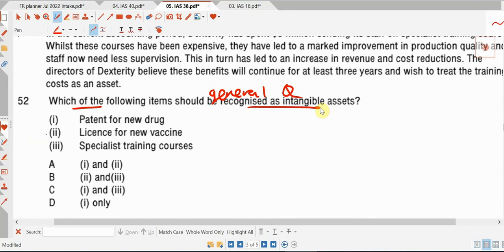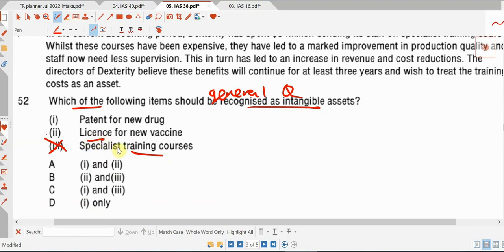Okay, so let's answer question number 52 first. Which of the following, as a general question, should be recognized as intangible asset? Patent for new drugs, medicine now, license for new vaccine, and training cost. Training cost is automatically out. Training must be expenses, cannot be intangible asset. So now we only have 2 choices. It's either 1 only or 1 and 2.